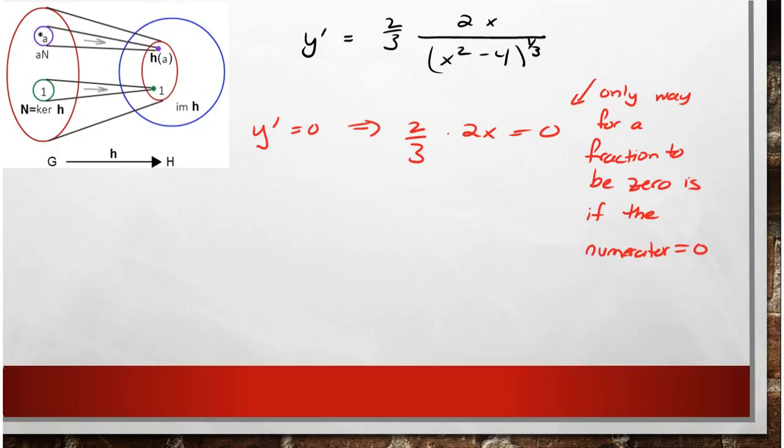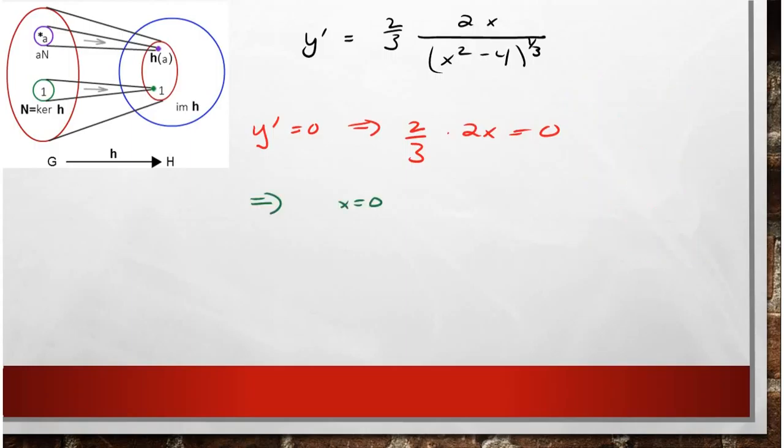I just rewrote what I had on the previous slide. If you're taking notes, that's what I had in the previous slide up there. Just copied it. I want to know where y prime is 0. The only way a fraction can be 0 is if the numerator is 0. So I just set the numerator only equal to 0, and what do I get? Only one place. X equals 0 is the only place where the numerator is equal to 0. You see it?